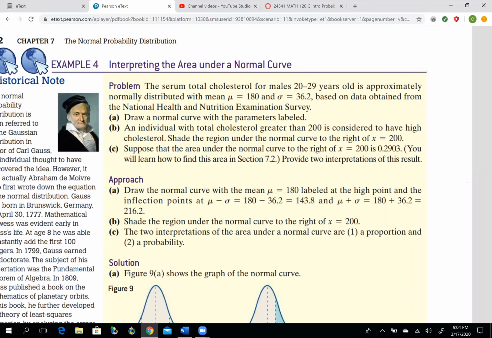Okay, interpreting the area under a normal curve. The serum total cholesterol for males 20 to 29 years old is approximately normally distributed. Again, guys, that gives me permission to use the bell shape. It is approximately normally distributed, with the mean mu is 180 and the standard deviation is 36.2, based on the data obtained from the National Health and Nutrition Examination Survey. Draw a normal curve with the parameters labeled.